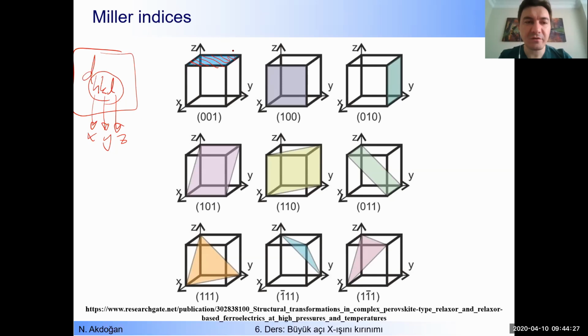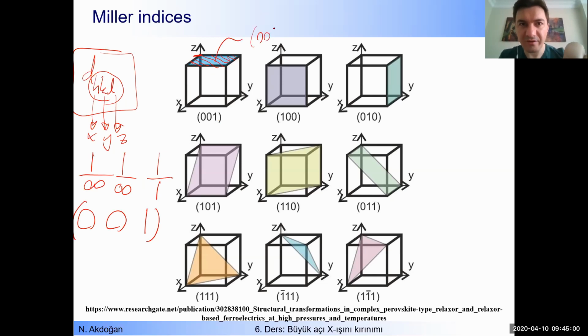So how do we determine the name of that surface? Look at this one. This surface intercepts the X-axis at infinity, right? It intercepts the Y-axis at infinity, and it intercepts the Z-axis at 1. So 1 over infinity gives us 0, 0, 1. The name of the surface is 001. The direction is given by 001, the direction of the crystal along the Z-axis.